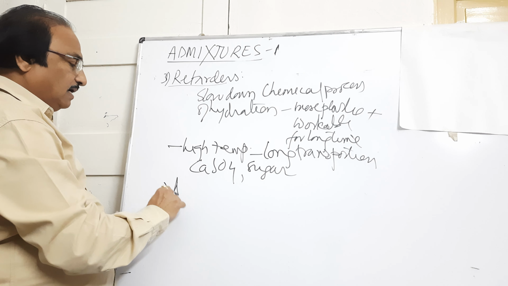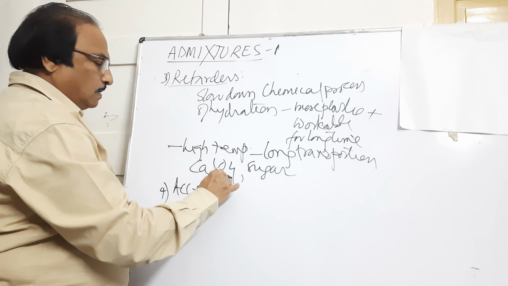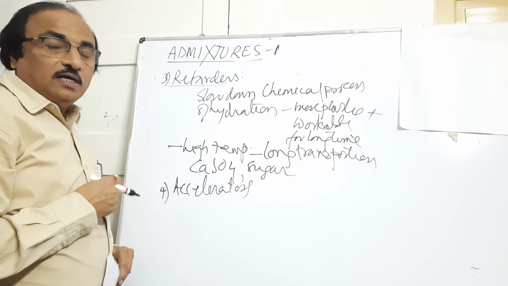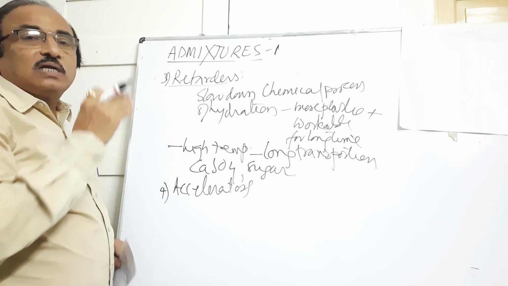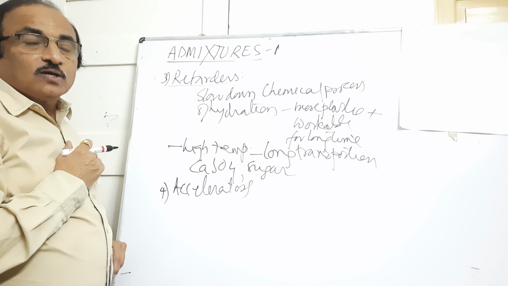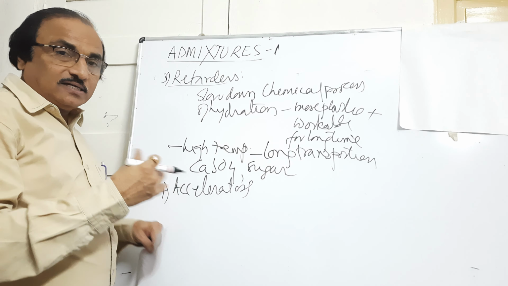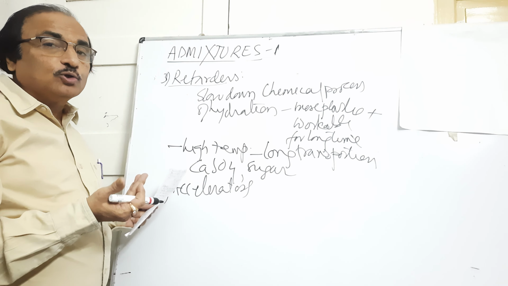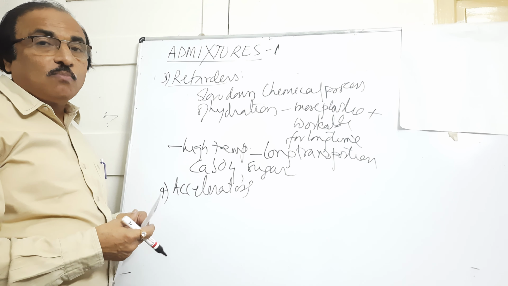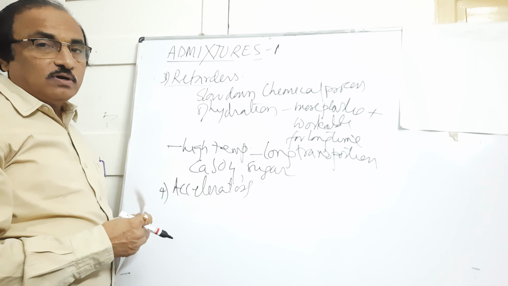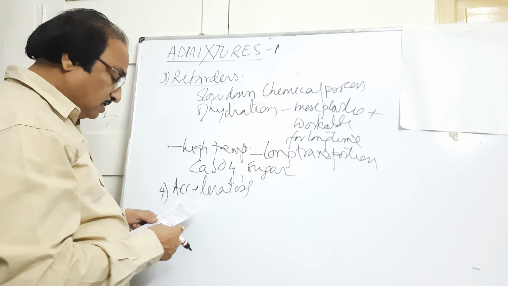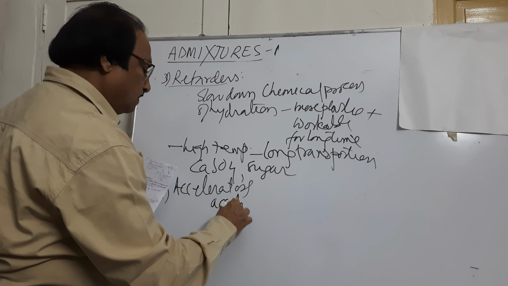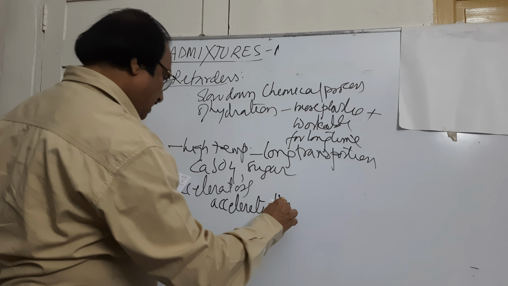Others will be accelerators. Retarders are for hot countries. In cold countries, it will take a long time for hydration. So here we add accelerators so that the hydration process will be fast, and wherever we are using molds for the construction, you can easily reuse the mold again and again, earlier compared to plain concrete. So the accelerators accelerate the rate of hydration.